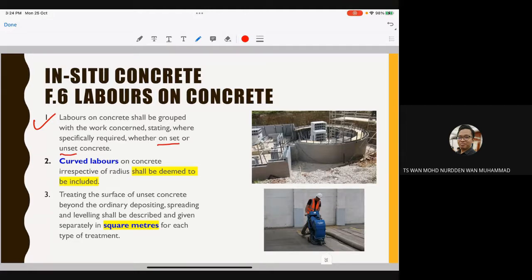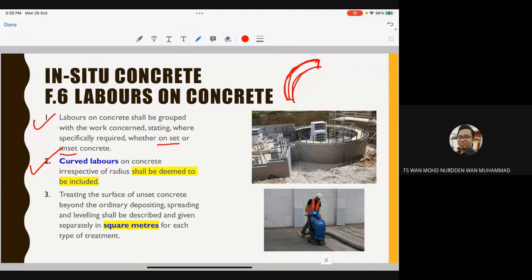On-set means concrete that has already hardened, while another one is unset concrete, meaning the concrete is still not hardened. Okay, unset. Okay, number two. Okay, curved labors on concrete irrespective of radius shall be deemed to be included. So, curved work on concrete. For concrete work, curved on concrete irrespective of radius shall be deemed to be included. It means this doesn't need to be separated, because shall be deemed to be included means it is included together.